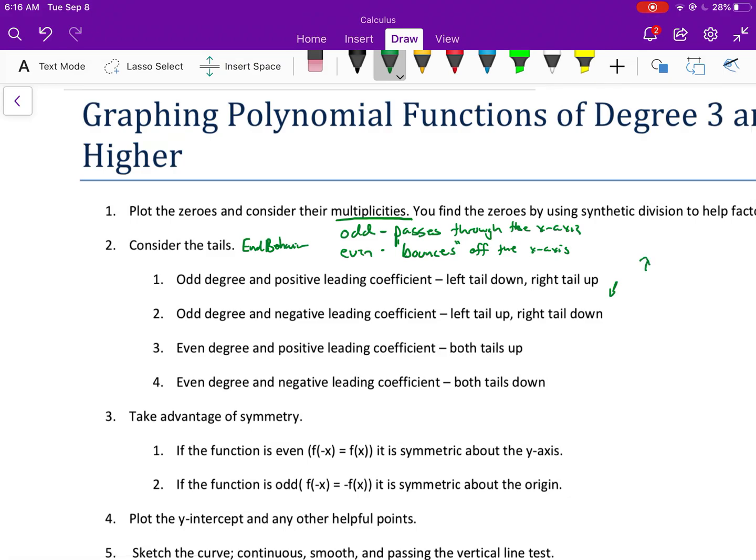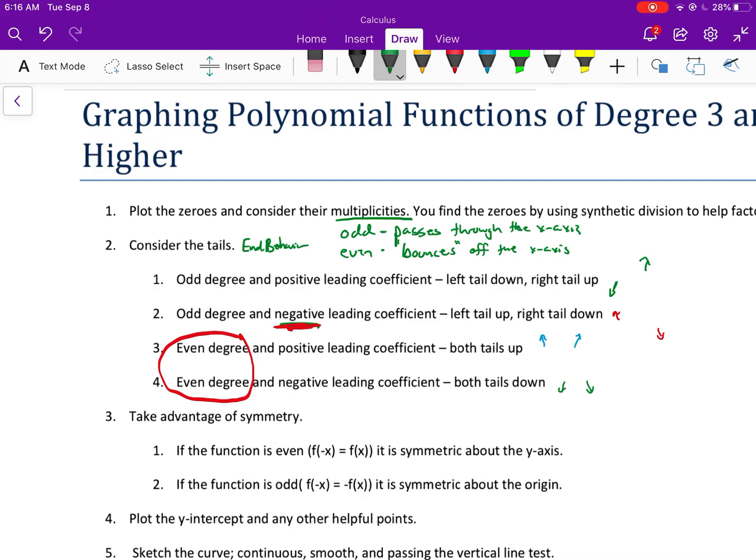Then if we have odd degree and a negative leading coefficient, that switches. So the left will actually be up and the right will be down. For even degree, they're either going to both go up or both go down. If it's positive, both ends go up. If it's negative, both ends go down.